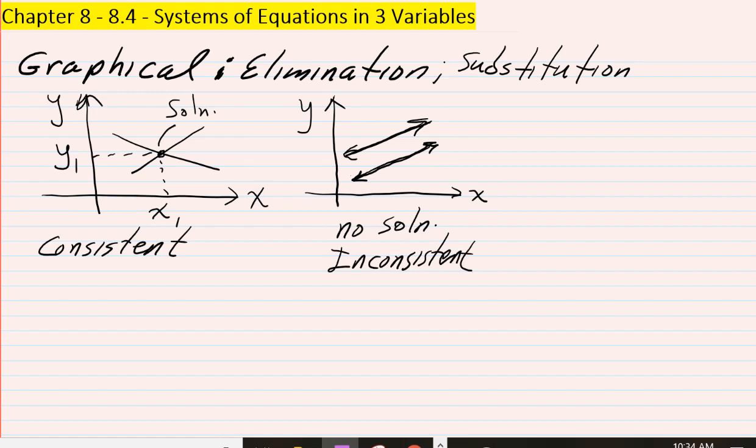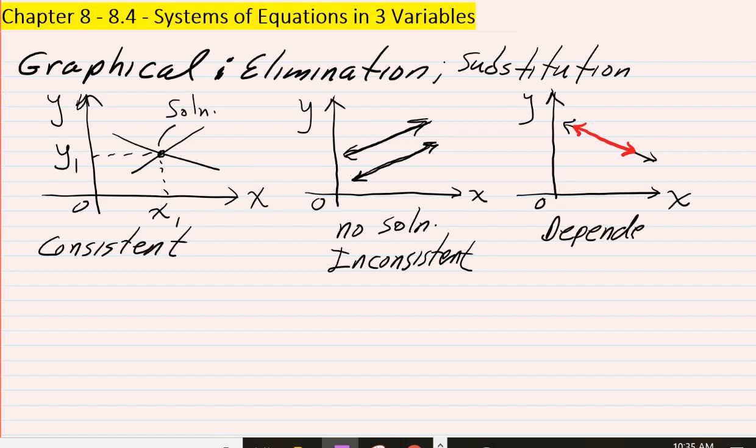Now, the last thing that could happen when you draw any two lines is that the two lines could actually be the same line. So I have a line here, and then I have a second line that overlays on top of this one. In that case, I have two overlapping lines, and the system is again consistent, but more specifically, we call that a dependent system, and it has infinite solutions. Those are the three things that could happen in the graphical situation.